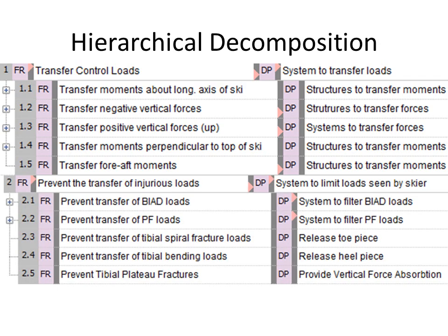The second FR, prevent the transfer of ingress loads, can be broken down using a hazard-based system. Here we see that it's been broken down into the different types of injuries a skier may see while skiing. We have boot-induced anterior drawer loads, phantom foot loads, spiral fracture loads, tibial bending fracture loads, and tibial plateau fracture loads.